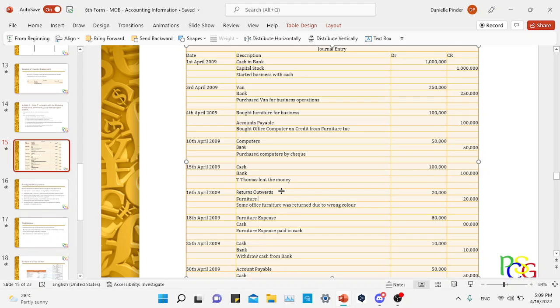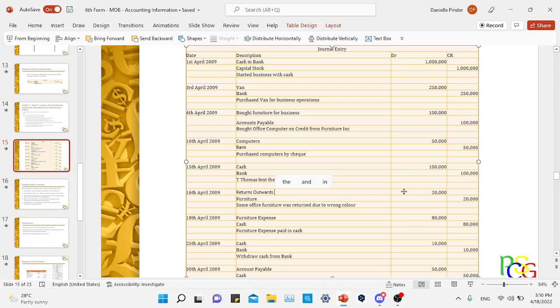But remember that this is a double entry. We know that the furniture, which is an asset, is being debited. So if we credit the furniture, we would have to debit what is being taken back, because it's a reduction in the expense of the business.